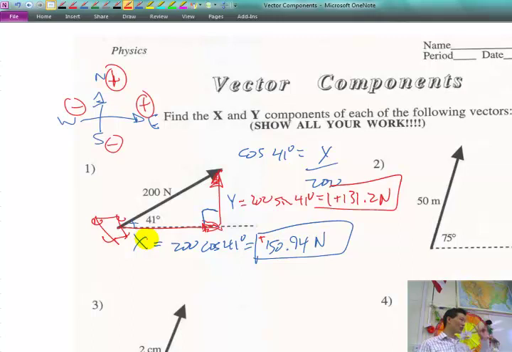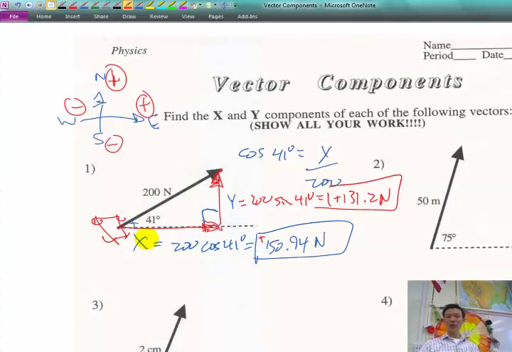So all we do is we replace it with two simpler vectors. A force of 200 newtons at an angle of 41 degrees is the same as a force of 150.94 newtons pulling straight in the x direction to the right and 131.2 newtons straight up in the northwards direction. Okay? So the trick is every vector can be reduced to a simple x and y component.